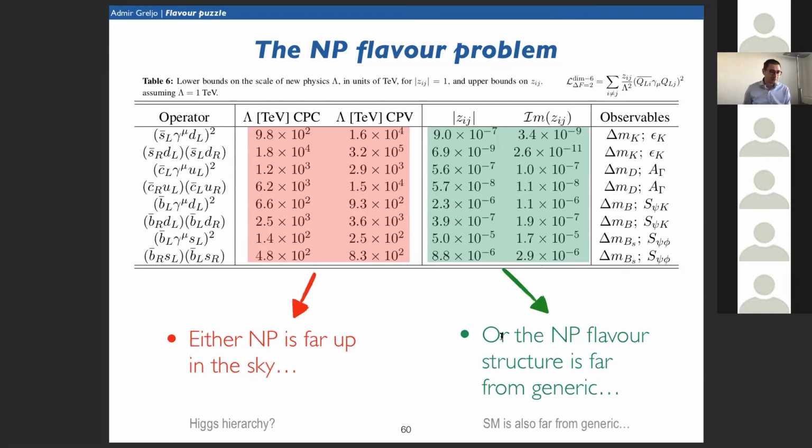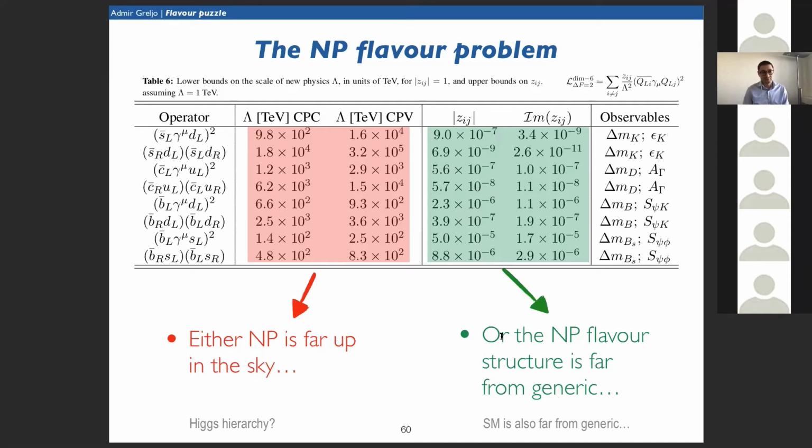I very much prefer the second option, in particular, a weird flavor structure for new physics. And there are a couple of arguments for this. First, the standard model has a weird flavor structure. It's far from generic. Why would we expect new physics to have a completely anarchic flavor structure? And second, we have indications that the scale of new physics is not far away from a TeV, for example, from the Higgs hierarchy problem. That's what we are going to talk about next time.